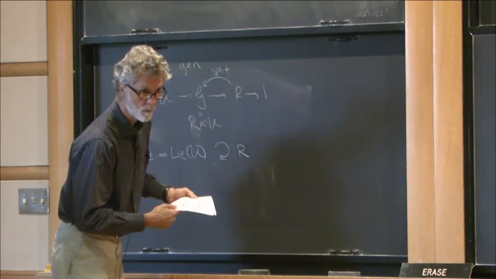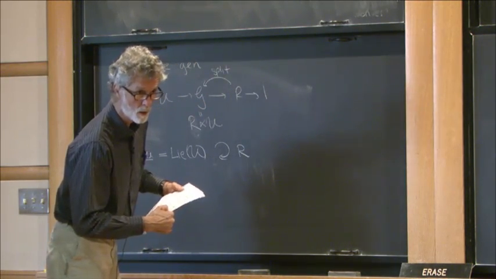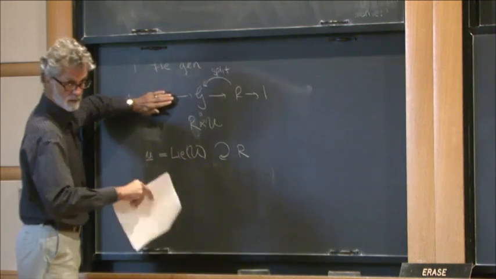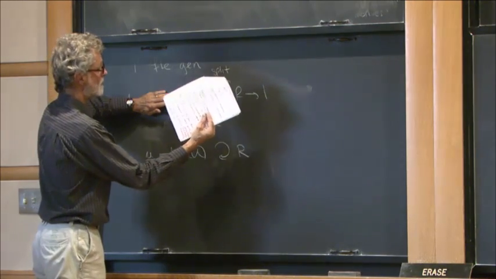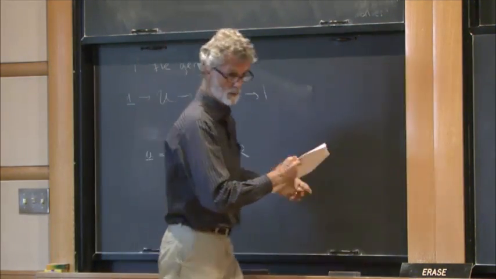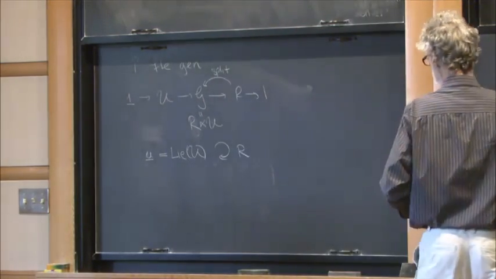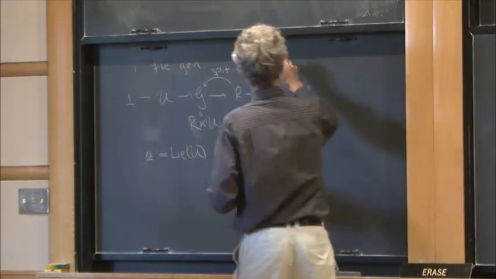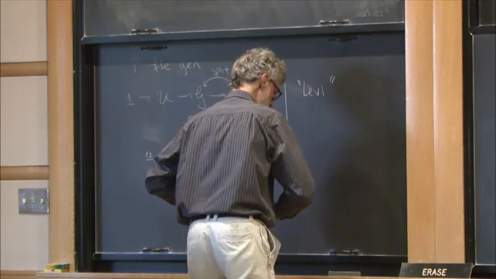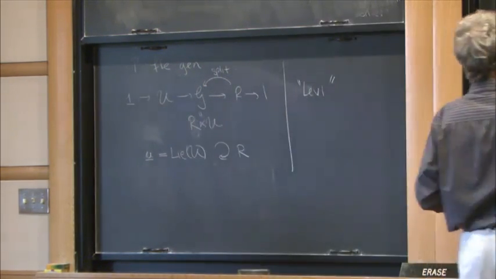Sorry? Well, it's basically Levi's theorem. If this were abelian, then H1 of the reductive group with coefficients here is zero, and you just work your way back. So this is basically a souped-up version of Levi.